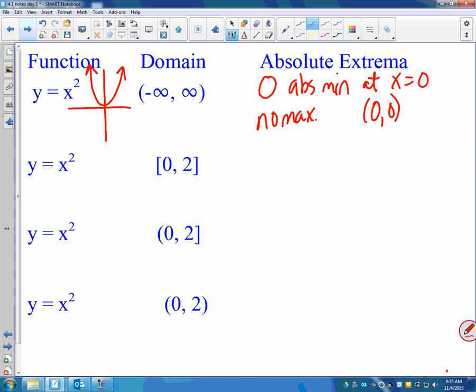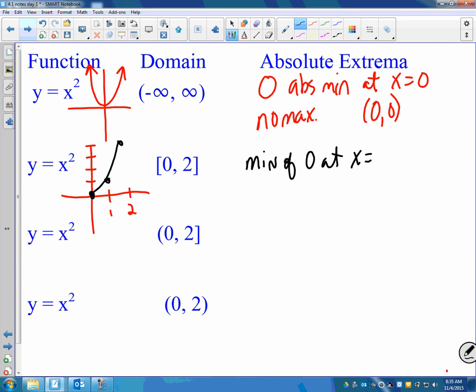So now let's restrict our domain. What if we graph this from just 0 to 2 included? So I would get 0. When I plug in 1, I get 1. When I plug in 2, I get 4. And I would get just this little segment. Does this graph have a minimum? What is it? Same. Okay. So minimum of 0 at x equals 0. And then over here, I'm just going to put (0, 0).